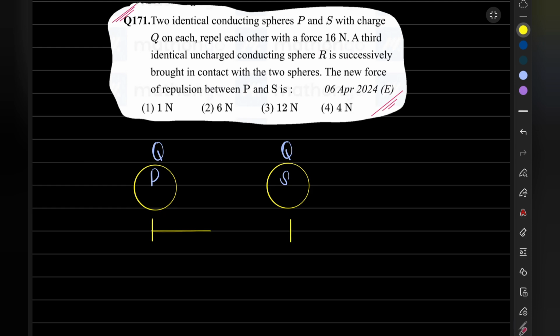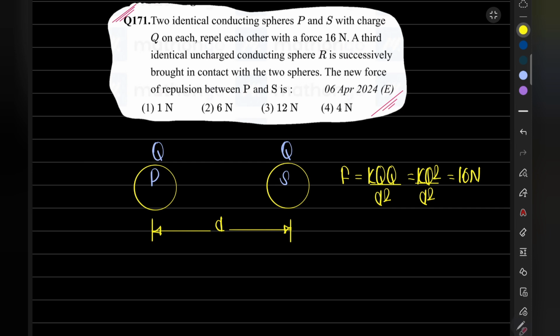So I'm assuming the distance between these two spheres as D, and the force of repulsion between them, which I'm calling F, equals K Q Q by D square, which equals K Q square by D square, and its value is given as 16 Newton.